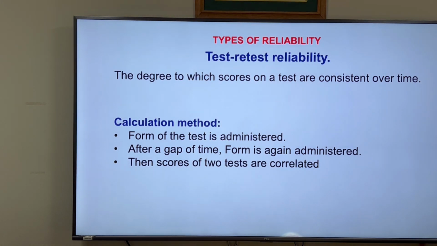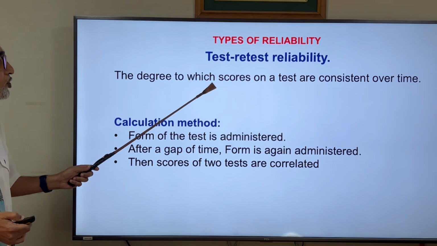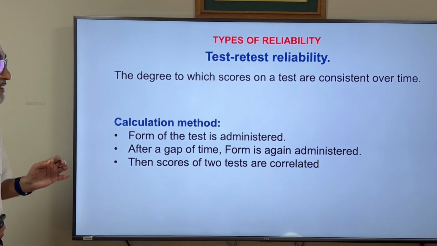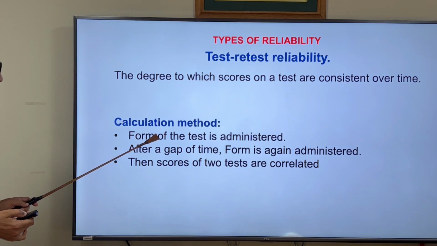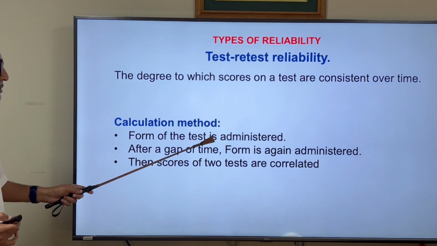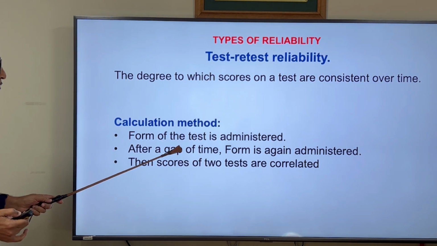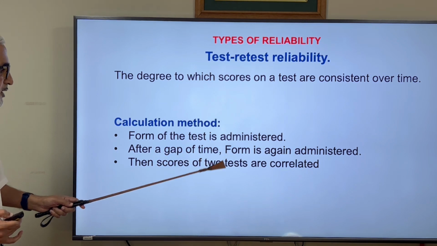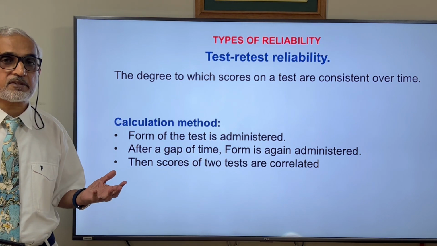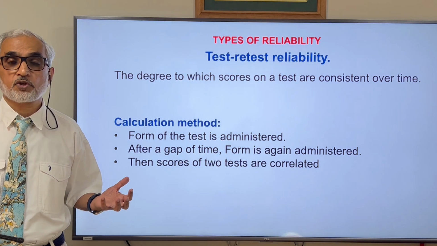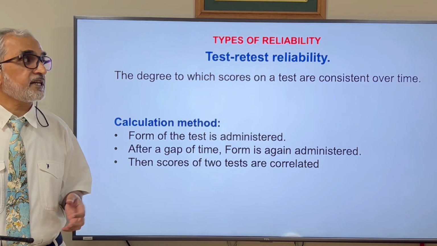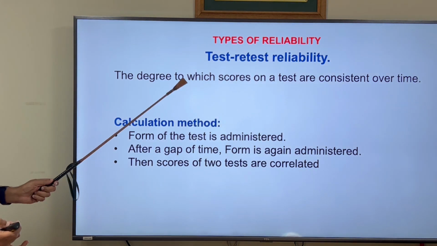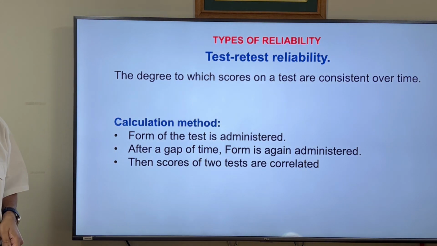Types of reliability include test-retest reliability, the degree to which scores on a test are consistent over time. Calculation method: a form of the test is administered, after a gap of time the form is again administered, then the scores of the two tests are correlated, and if the scores are similar, then we will say that this examination has high test-retest reliability.